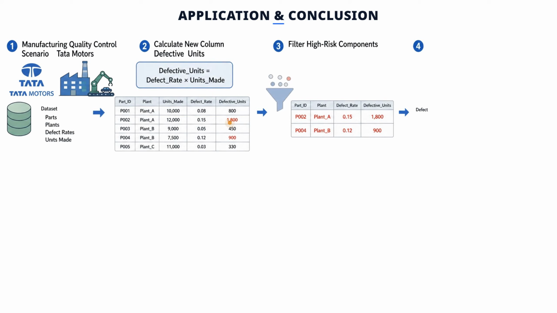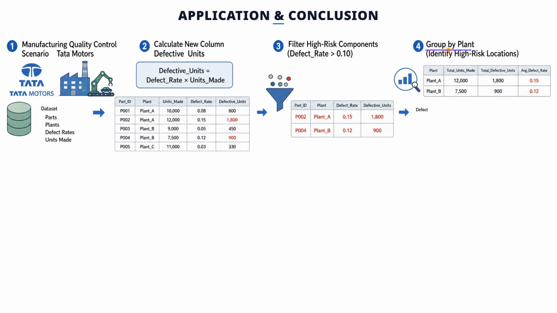Next, we filter our data for a defect rate higher than 0.10. By applying this filter, a manager can easily isolate the high-risk components, completely removing everything that doesn't meet that critical threshold. After filtering, grouping by plant reveals which specific location requires intervention. If we look at this resulting bar chart, we can clearly see that plant A has a significantly higher total of defective units, indicating it needs our immediate attention.